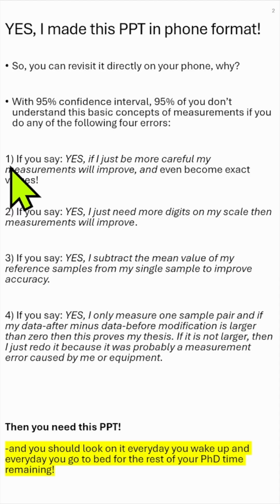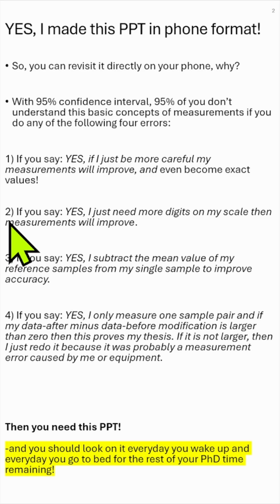Deadly error number 1: you say, if I just am more careful with my measurement, then it will improve and everything will become exact values. And if I repeat the measurements and I'm really careful when repeating them, I will get the exact same digits in my measurements.